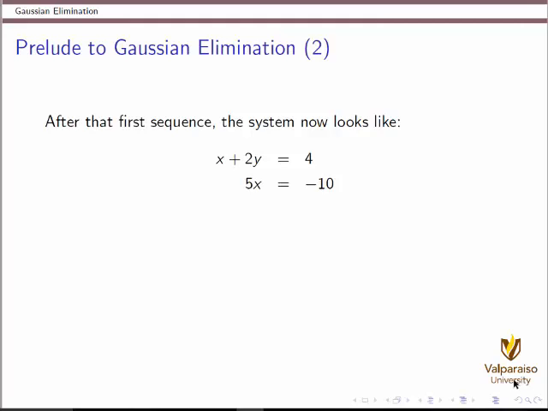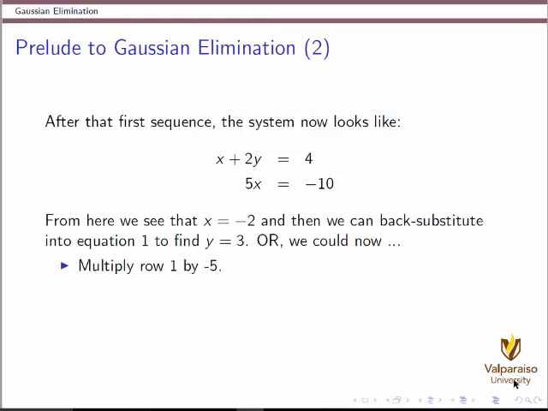Now, having done that, this is the result. The first equation is the same. The new equation in the second spot is now 5x equals negative 10. And right here you can see we are ready to discover the solution, right? x equals negative 2 from that second equation. Plug it back into the first equation to discover y equals 3. Okay? Or we could continue with the elimination process.